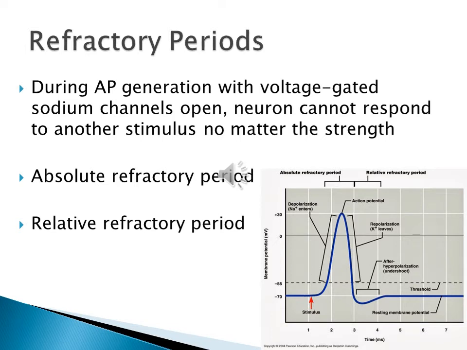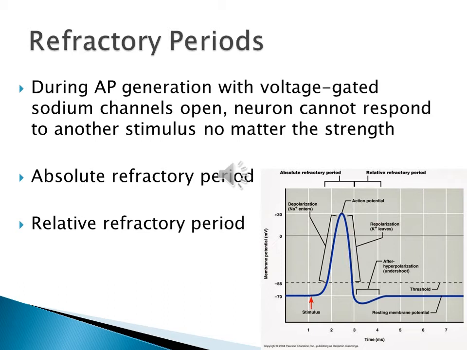So during action potential generation with voltage-gated sodium channels open, a neuron cannot respond to another stimulus no matter the strength. We have two things working here. We have our absolute and relative refractory periods. Our absolute refractory period is from the opening of the sodium channel until it's reset. This is going to enforce our one-way transmission and ensure the all or none. It's either going to go or it's not.